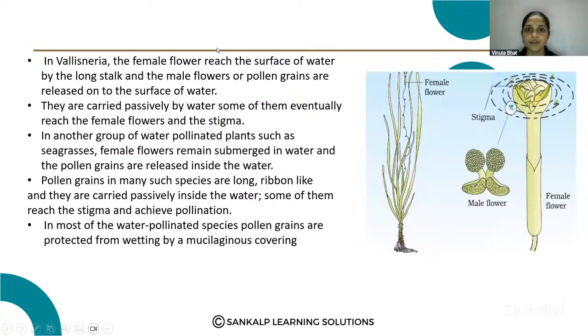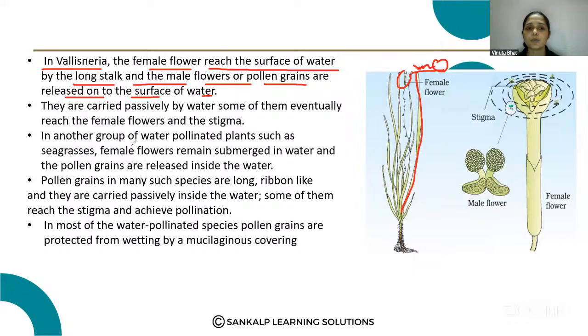See here, a very important example. In Vallisneria, the female flower reaches the surface of water by a long stalk, and the male flowers or the pollen grains are released onto the surface of the water. This is the female flower, and the pollen grains, the male gametophyte, are released on the surface of the water and reach the stigma.